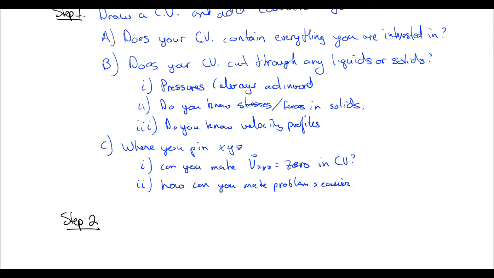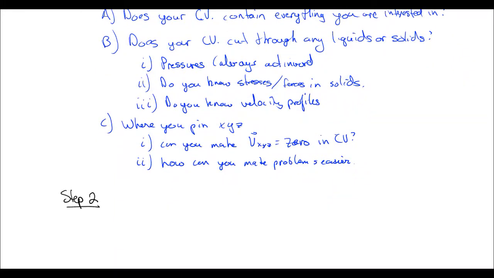Pinning your coordinate system will never really reduce the number of unknowns you have, but what it will do is make the math easier. So you don't have to do the triple integral, for example. Well, you never have to do the triple integral, but you might be able to just get rid of that whole component of that equation and then only have to deal with stuff that's entering and leaving your control volume, for example.